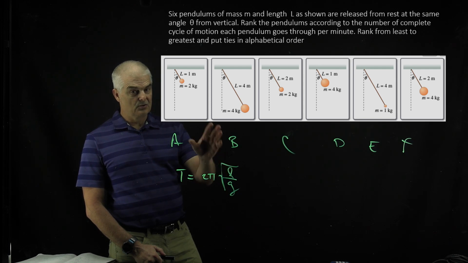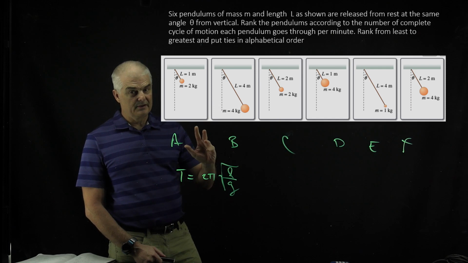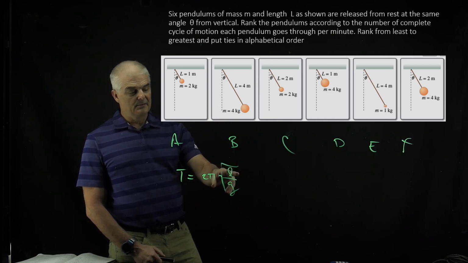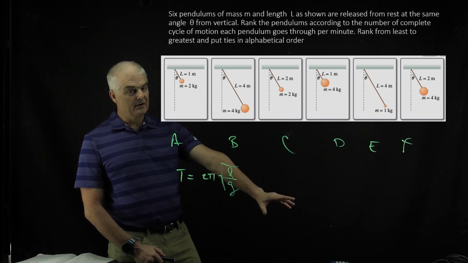You get the idea? So you're going to rank them in order from the lowest period to the highest period, and it's all about the length. The rest of the stuff, the mass, has no bearing on it.